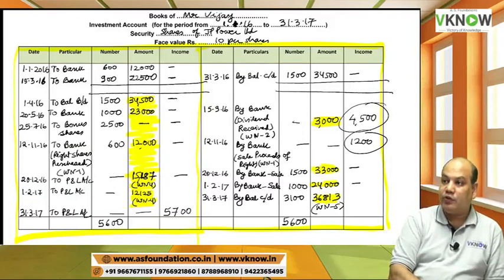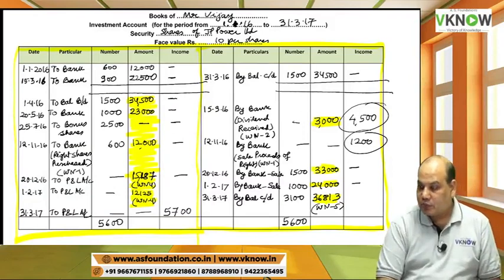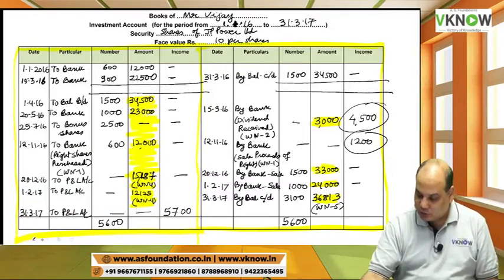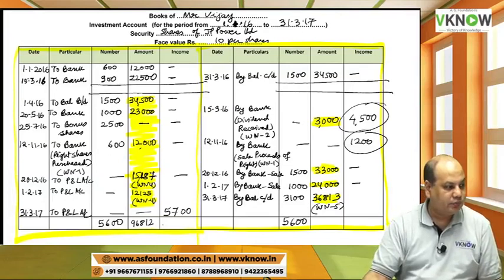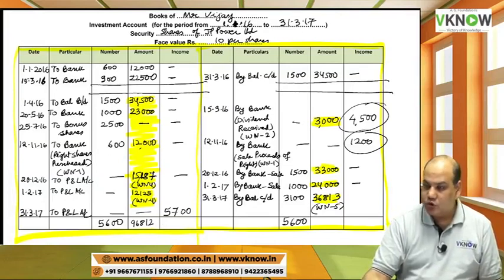96,000. You're right. 96 how much? 812. 96,812. And check on the credit side also, the highlighted figures.